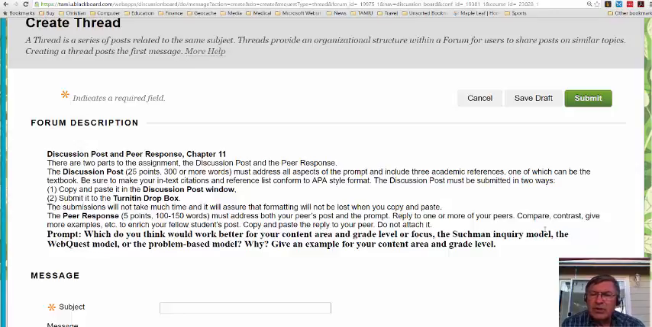We're going to look through the different designs: the Suchman inquiry model, the WebQuest model, and the problem-based model. Think of these models. Which one would you be most comfortable teaching in your content area and the grade level, preferably the ones you're doing your unit on? And then tell me why that one would be most appropriate for you after you read. Don't just rely on what I'm saying, because I do it very short. I don't do it exactly as they say. And so read it carefully and then give an example.